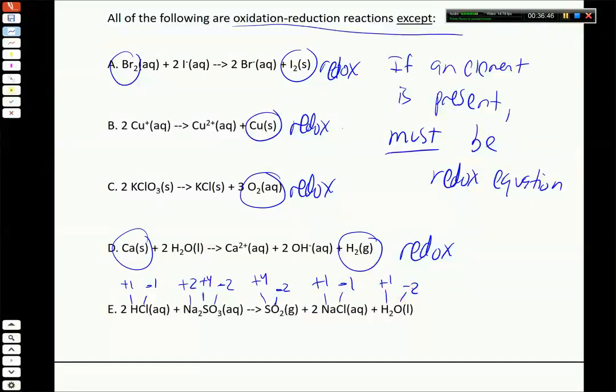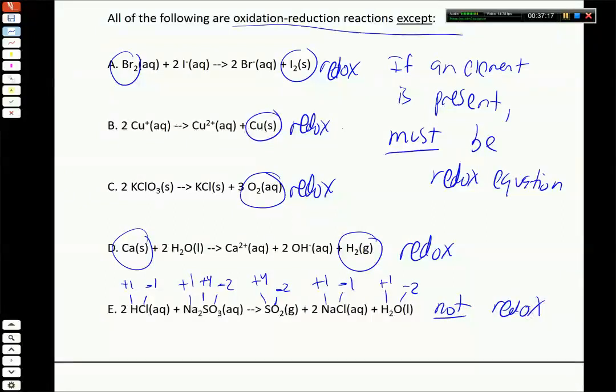So if you look at the elements involved in this, hydrogen is always +1 everywhere it appears. Chlorine is always -1 everywhere it appears in this equation. Sodium, sorry, I messed that up. That should be +1. It's 2 +1s, but each one is +1. Sodium is always +1. Sulfur is always +4, oxygen is always -2 everywhere it appears. So none of the elements are changing their oxidation number between reactants and products, so this is not a redox reaction, even though it's not obvious.